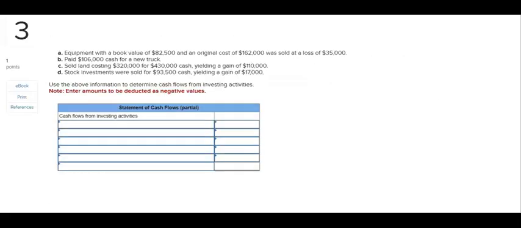Next one is we are determining the net cash provided by or used by investing activities. And so, right, if we're receiving cash, that's going to be positive. We're paying cash, that's going to be negative. The only one that's a little tricky is the first one. They give you the book value, the original cost. They told you it was sold at a loss. So you need to figure out what was the cash received.